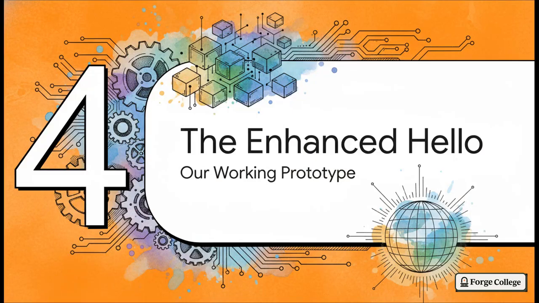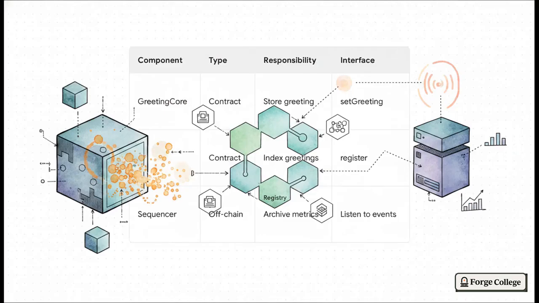All right, part 4, building the enhanced hello, our working prototype. Let's see how this works in reality with our enhanced hello prototype. We synthesize everything we've talked about into a concrete architecture broken into 3 main components. First, the greeting core contract stores the actual greeting instance. Second, the greeting registry contract indexes those deployed greetings. And third, the off-chain sequencer passively listens to events to archive metrics completely without burning any of your precious gas.